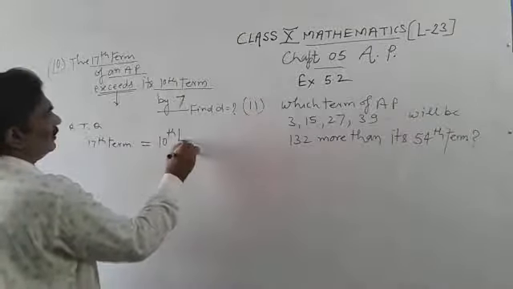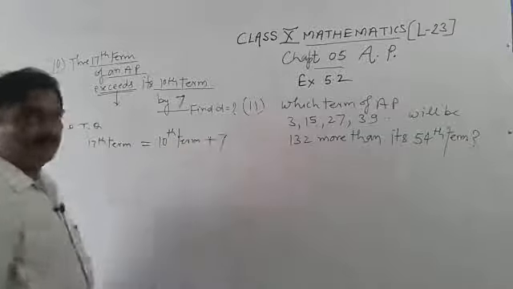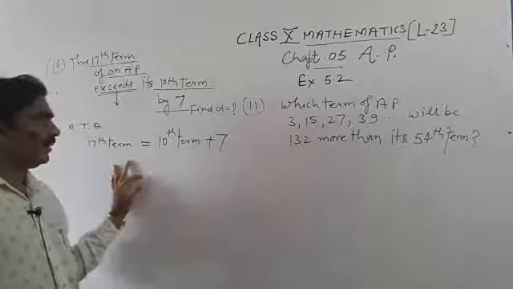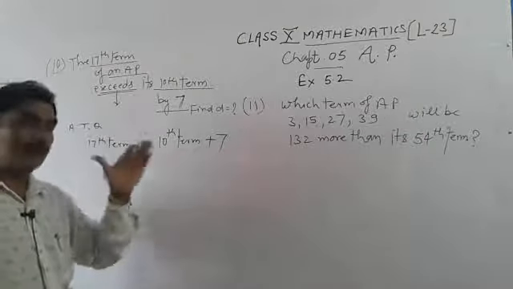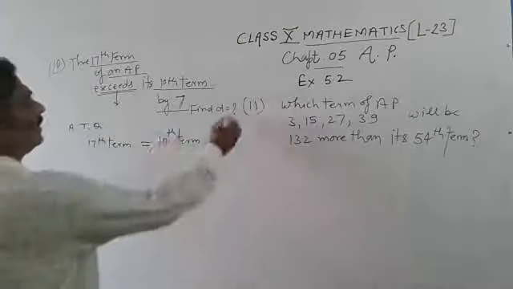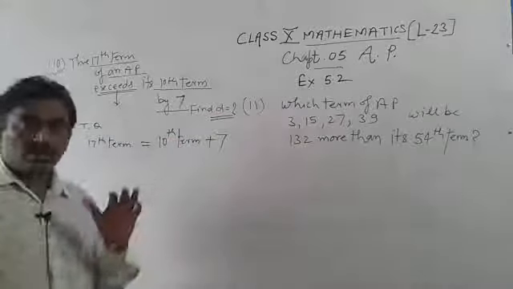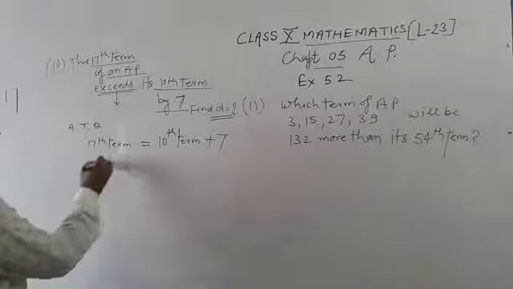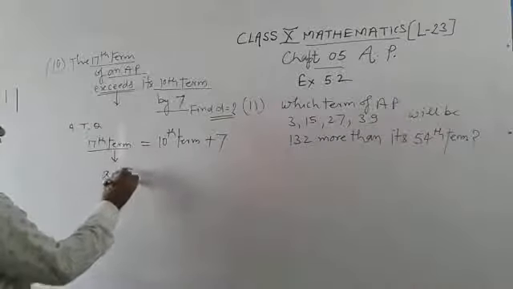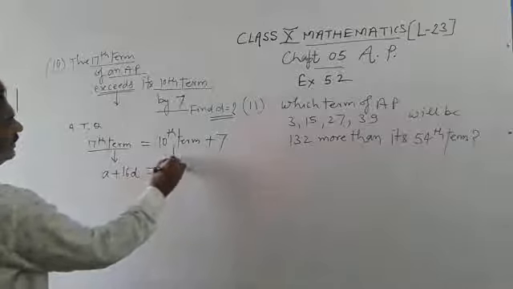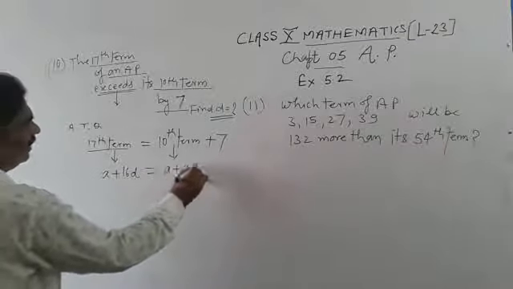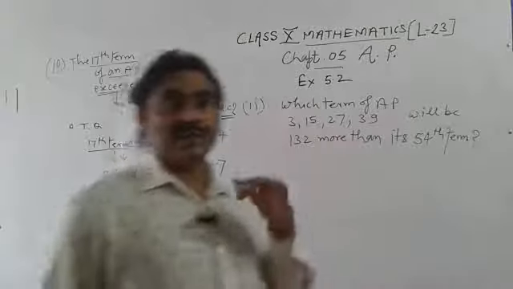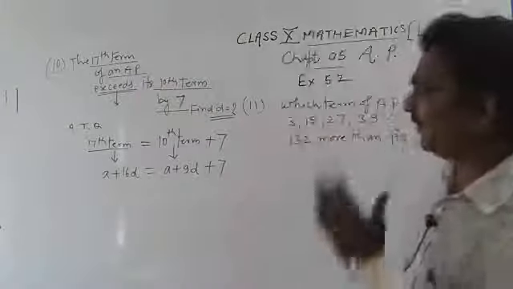That means the 17th term of this AP is 7 more than the 10th term, and find the common difference. So this is a hint only. Now I hope you will solve it. So write here: the 17th term means a plus 16d, and the 10th term means a plus 9d, and plus 7. Now, students, solve it and find the common difference. This is a hint to you.